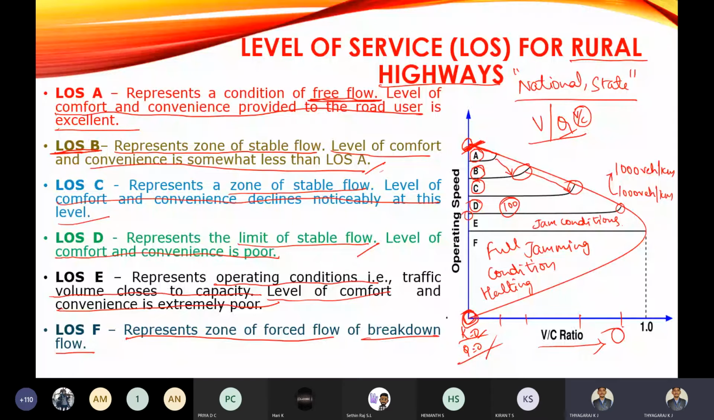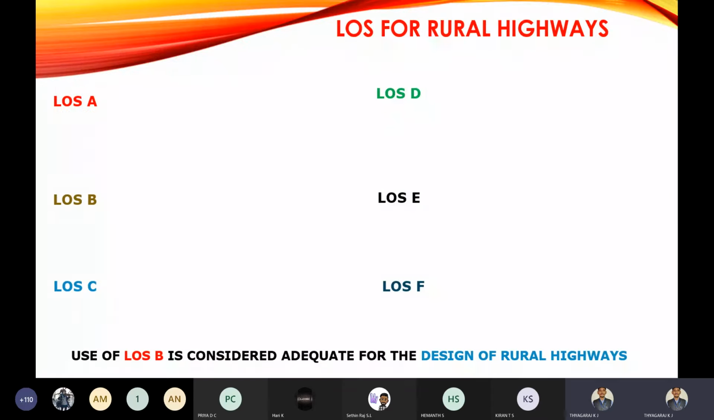So I will show how you are going to represent these levels of service. We can see here, I told you, the diagram indicates the movement of the vehicles. So there are less number of vehicles. You will be moving at high flow.